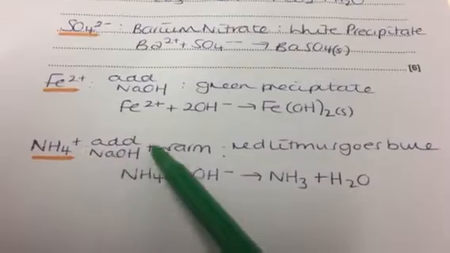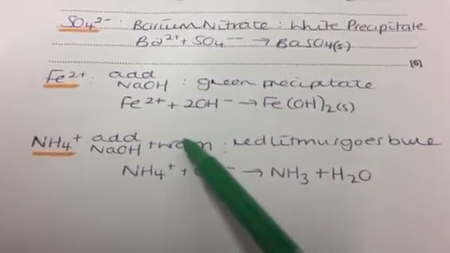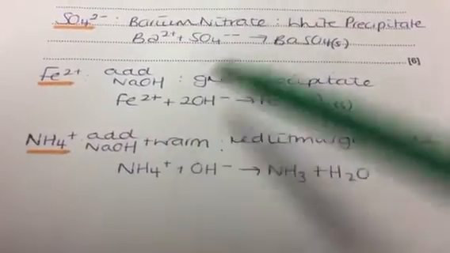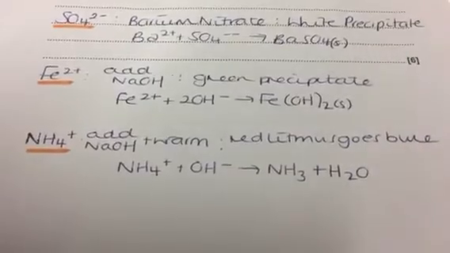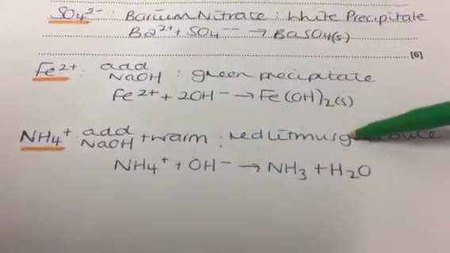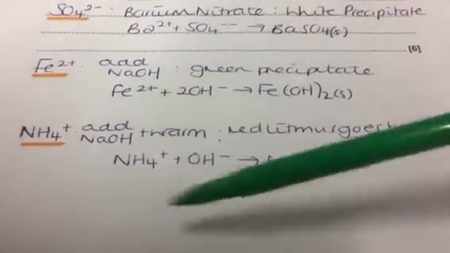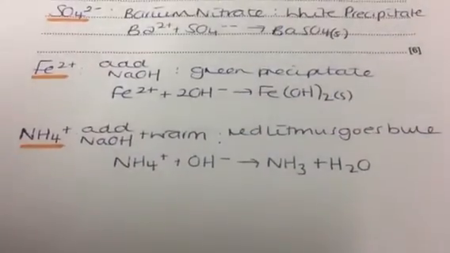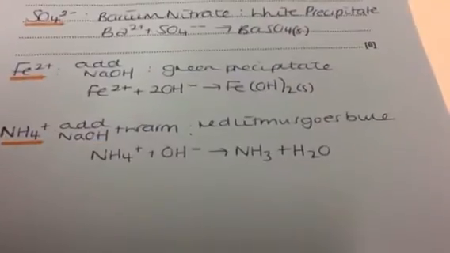And then our final one, our fourth one, we've got NH4+, which we test for using, again, sodium hydroxide, but we also need to state that we need to warm it. This one in particular is a little bit different. We don't get one of these solid substances. Instead, we get red litmus paper, which will go blue. And this here is the equation to indicate what's going on for that question.